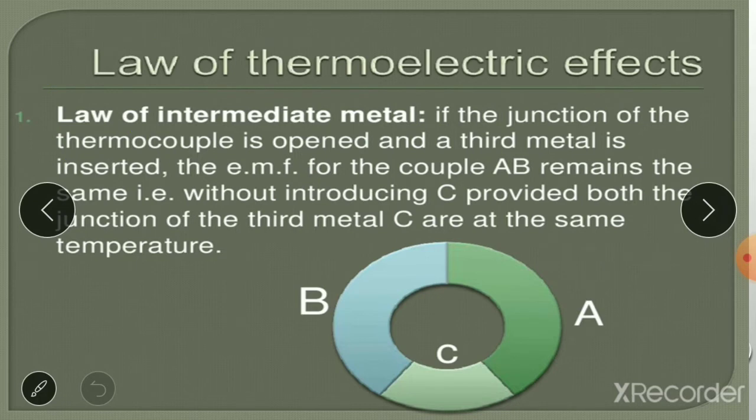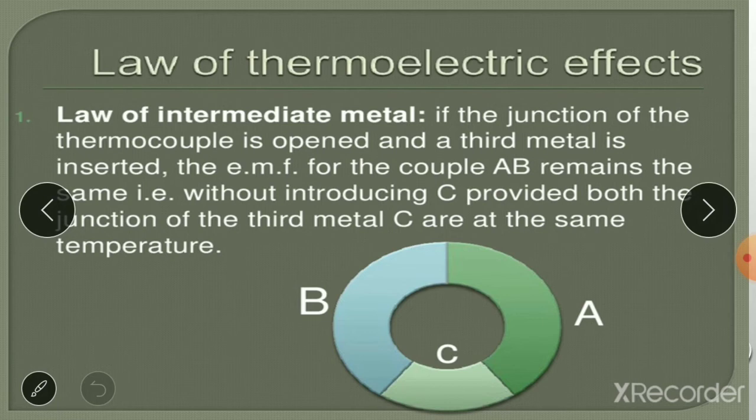Laws of thermoelectric effects. So we have two laws. They are the law of intermediate metals. What is the statement of this one? If the junction of the thermocouple is opened and a third metal is inserted, the EMF for the couple AB remains the same, that is, the same as without introducing C, provided both the junctions of the third metal C are at the same temperature. So what is the meaning?